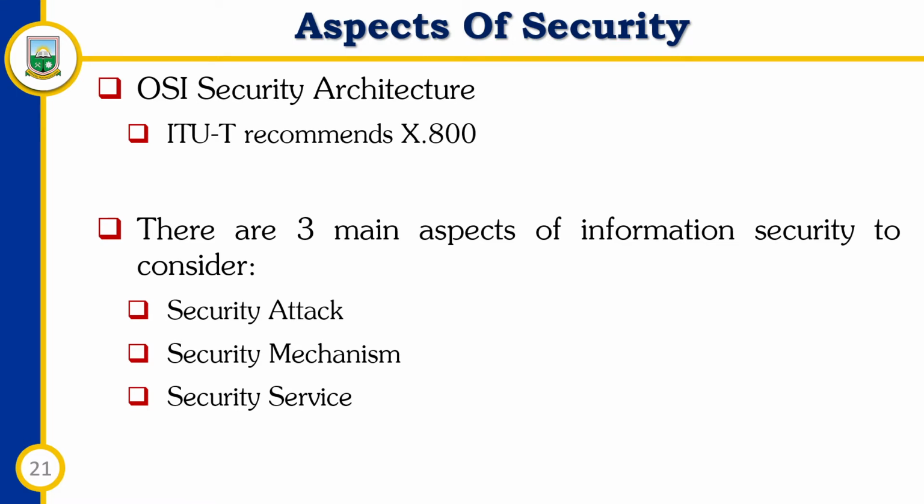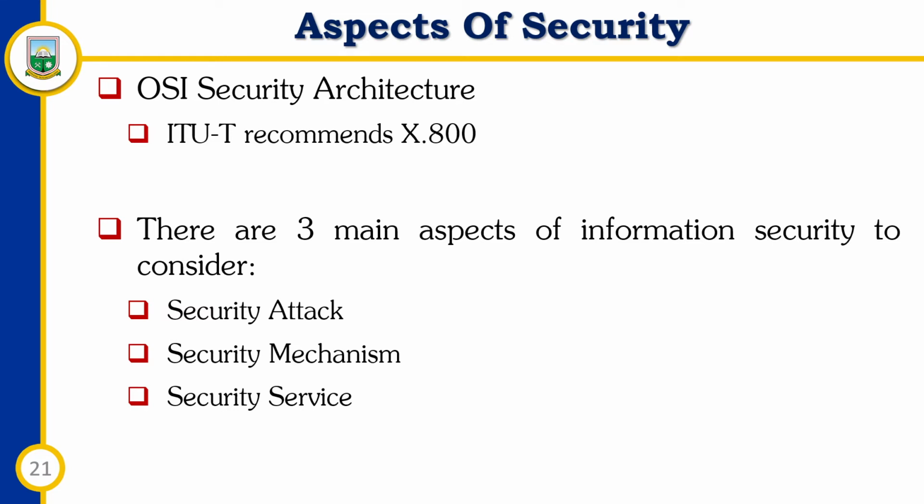So the X800 data security architecture of the OSI model is given by the ITU-T, which is the International Telecommunication Union, telecommunication standard sector itself. They do recommend the X800 model. So the X800 is a security architecture for the OSI model. So when we talk about the security architecture for the OSI model, where we have all these layers in there, we are talking about the X800.